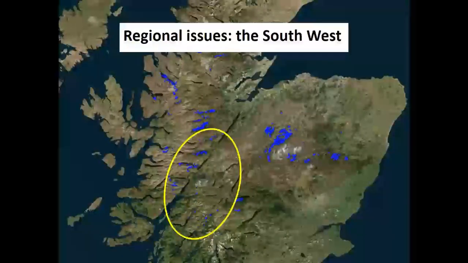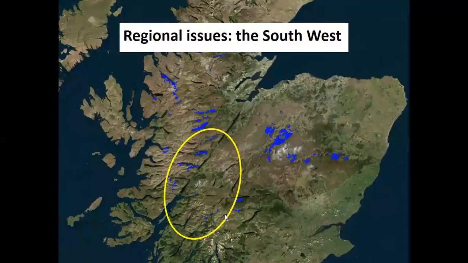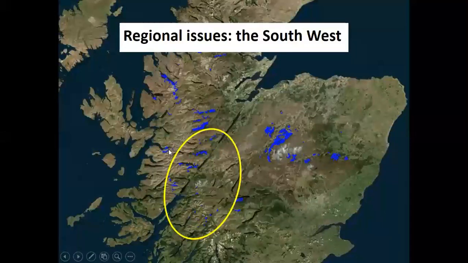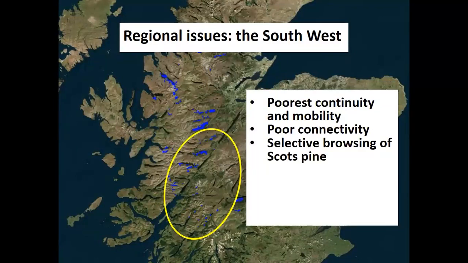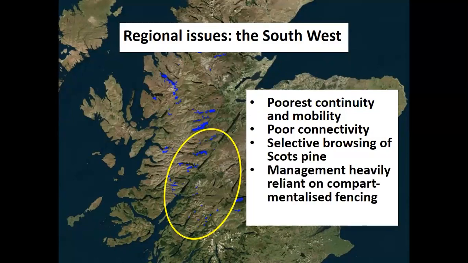We also found that the pine woods are not all suffering from the same kind of impacts. In the southwest, this circled area of pine woods here is the area that's most threatened at the moment. It has the poorest continuity and poor connectivity, and Scots pine itself is being selectively browsed out. So the deer are preferring to feed on it over other trees like birch. Management is heavily reliant on relatively small fenced areas that don't cover whole sites. So maybe this is somewhere that needs to be prioritized in future, potentially.